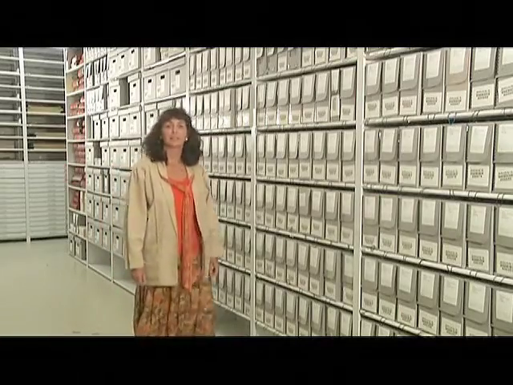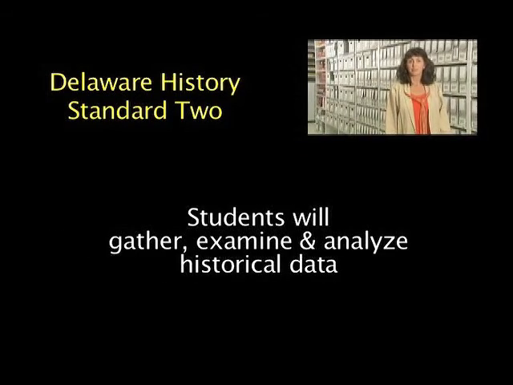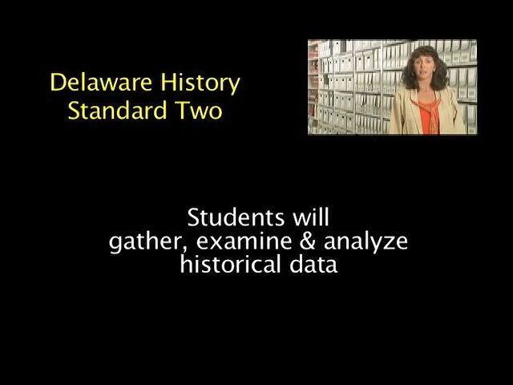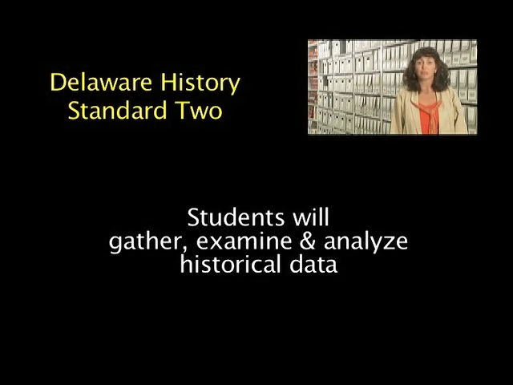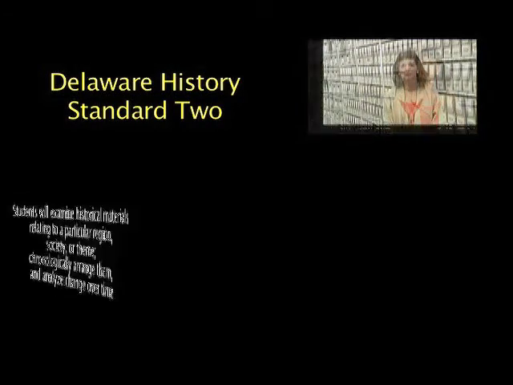We're in a vault at the Delaware Public Archives. History Standard 2 states, students will gather, examine, and analyze historical data. There are two benchmarks, also known as end-of-cluster expectations, at the 4 to 5 level. The first benchmark at this level requires students to identify sources as primary or secondary and to differentiate between them.